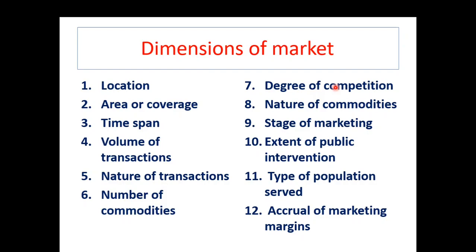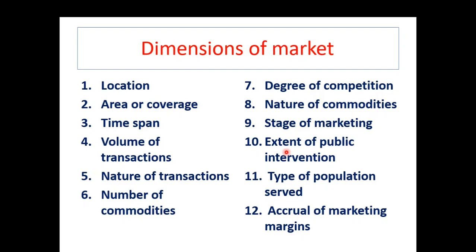In such cases, the market can then be classified by stage of marketing. What is stage of marketing? There are various stages in marketing. In which stage of marketing is this commodity's market? It can be the raw material stage, the intermediate stage, or the final stage. Then the extent of public intervention: a completely public market, a completely private market, or a cooperative market. You can classify markets into all these types.